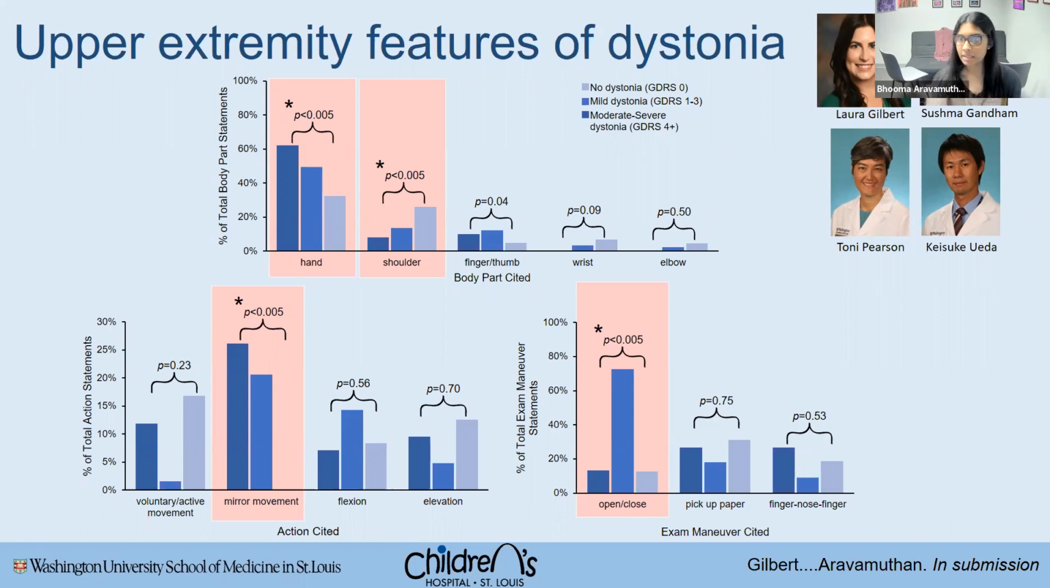dystonia. So it is a very simple task, alternating hand open close while a child is seated with their legs suspended. And I will tell you that it was not a part of my routine neurologic exam to include that task, but it is now. So it is a quick and easy task that we think can allow for the elicitation of dystonia, particularly in this population, people with CP.